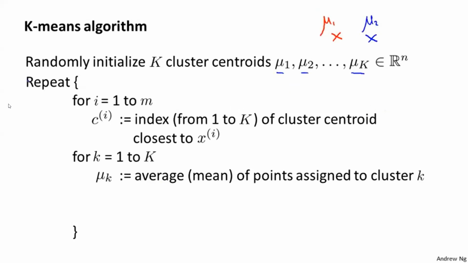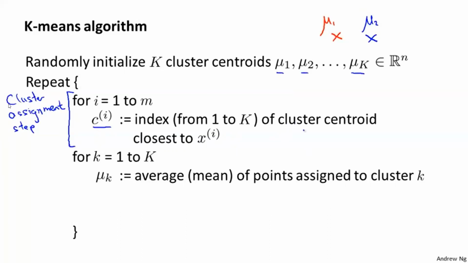Then the inner loop of k-means does the following. We're going to repeatedly do the following. First, for each of my training examples, I'm going to set this variable ci to be the index 1 through k of the cluster centroid closest to xi. This was my cluster assignment step, where we took each of my examples and colored it either red or blue, depending on which cluster centroid it was closest to. So ci is going to be a number from 1 to k that tells us whether it is closer to the red cross or the blue cross.